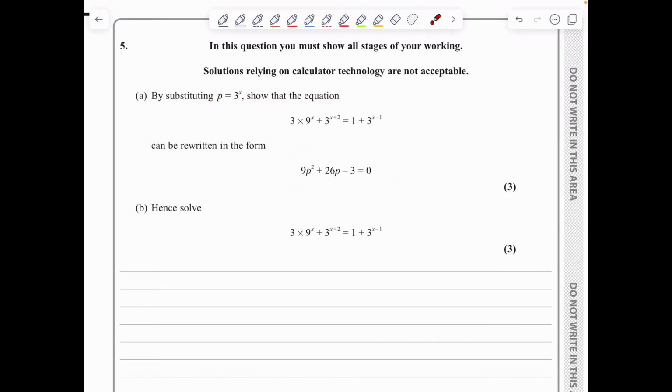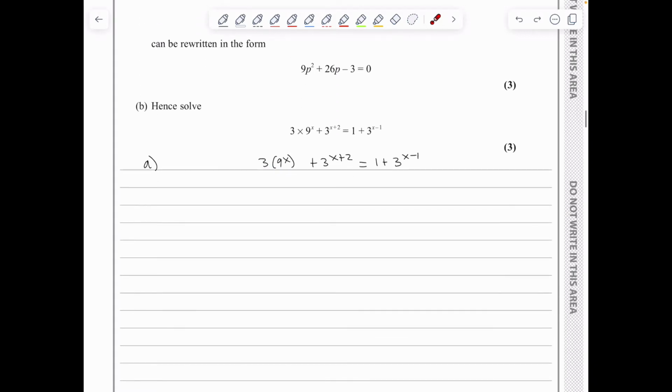So let's start with what we're being given: 3 times 9 to the x plus 3 to the x plus 2 is 1 plus 3 to the x minus 1. I notice that 9 is 3 squared. So we've got that 3 times 3 squared to the x plus 3 to the x times 3 squared, because when you've got addition of powers, it's multiplication with a common base, is equal to 1 plus 3 to the x over 3 to the 1, because when you've got subtraction of powers, it means you had division with the same base.